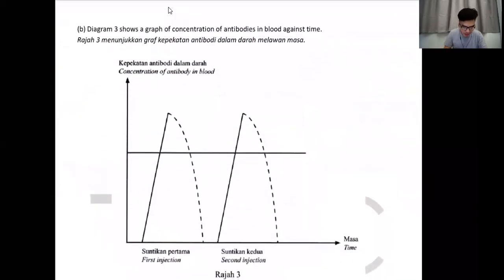Okay, next B. Diagram 3 shows a graph of concentration of antibody of blood against time. Okay, if you still remember what is antibody, antibody is the thing inside your blood that fights the disease. Let's say today you kena COVID-19. Okay, so how do they know you got COVID-19? They will just do a swab test. Any of you done that before? Very painful to do. It's like one long stick. They just put it inside your nose.